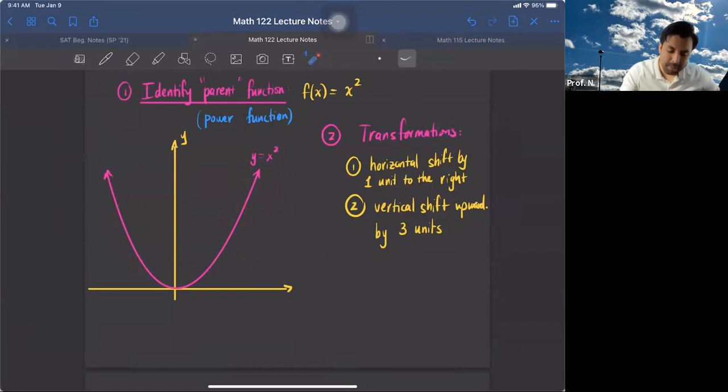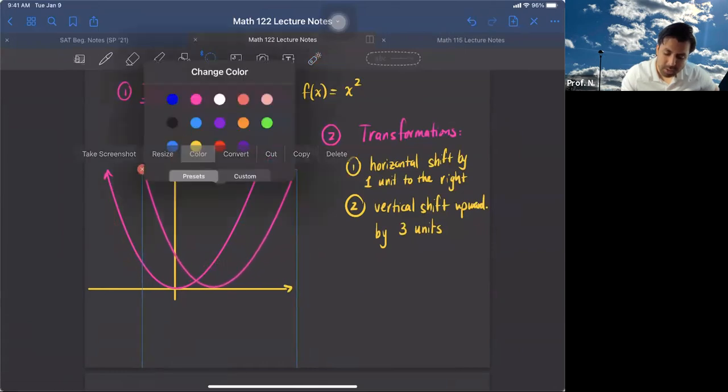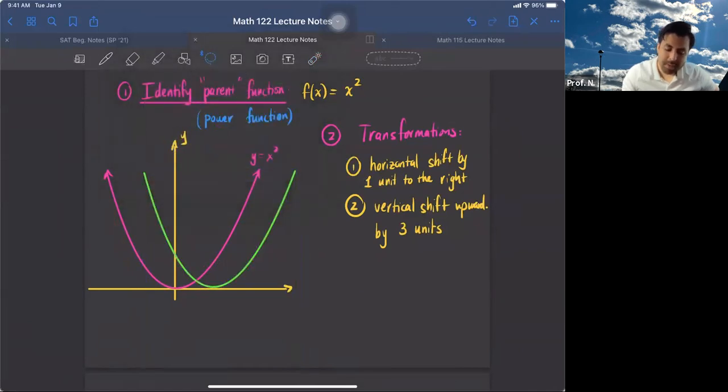So then what's going to happen? Let me copy this. Then I'm going to shift it over by 1 unit, and I'm going to change the color. Let me change it to this green. This green represents the first shift. This is step 1. This is 1 unit.